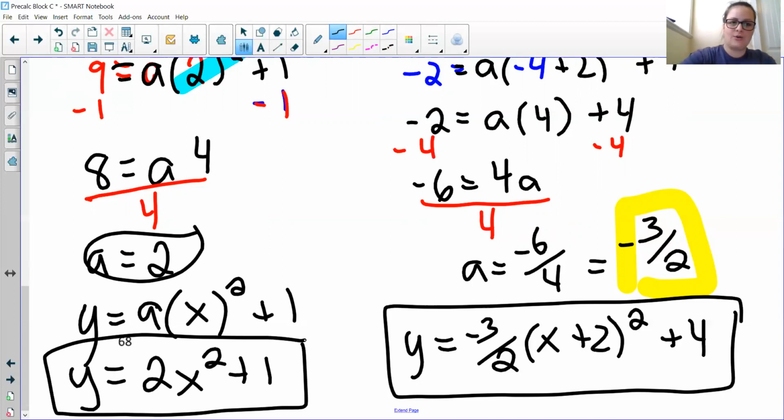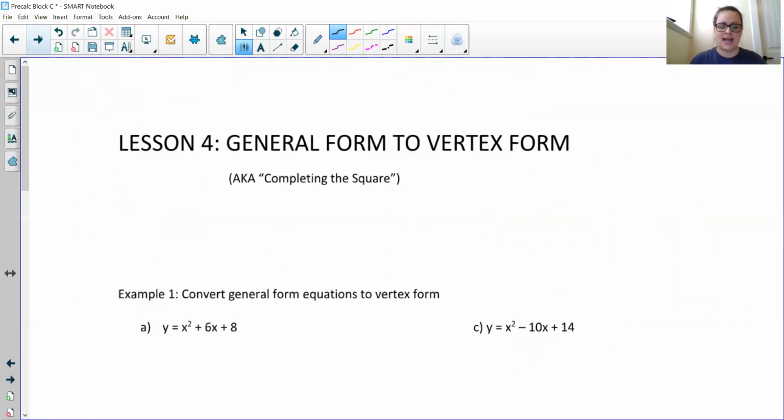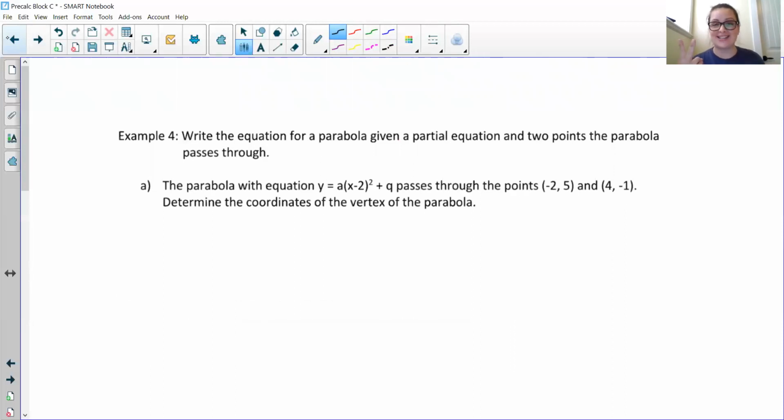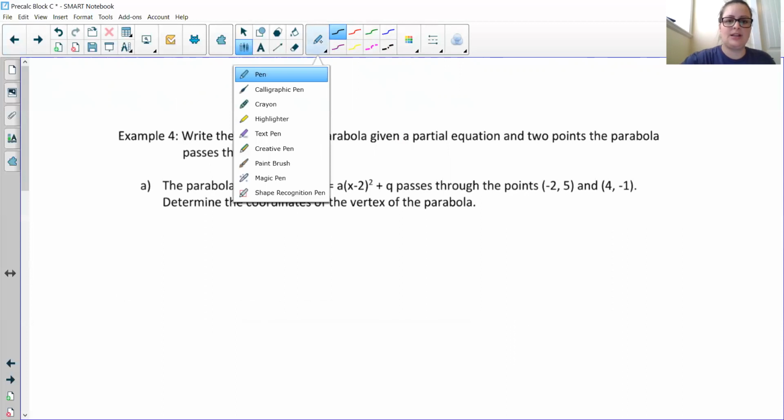Okay, so that's how you can find the equation given the vertex and a point. You can also find the equation in vertex form if you have, oops, I skipped the page, if you have just 2 points that fall on the parabola. If you know it's parabolic and you have 2 points, you can solve for the various different things, a, p, and q, and you can find the equation. So you need a little bit of information.